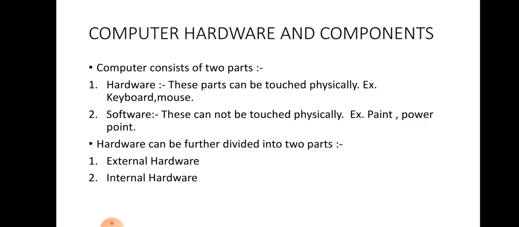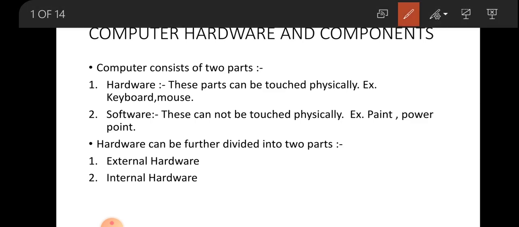Now let's move to our first topic, that is computer hardware and components. Before getting to the chapter, I would like to explain this term computer. A computer, as you all know, is basically an electronic device which is used for different purposes. It can be used for solving difficult calculations, for weather forecasting, and in large railway offices and large organizations. In today's world, the computer is the backbone of our society.